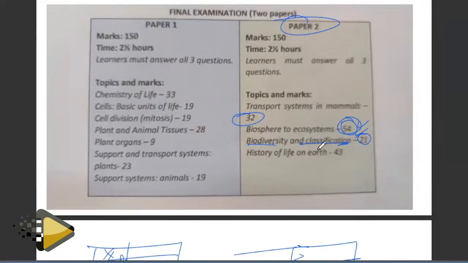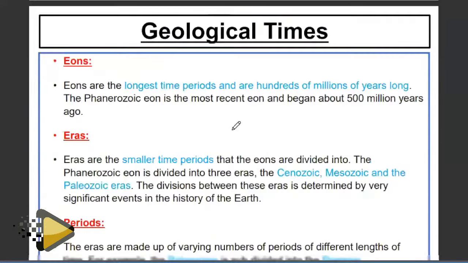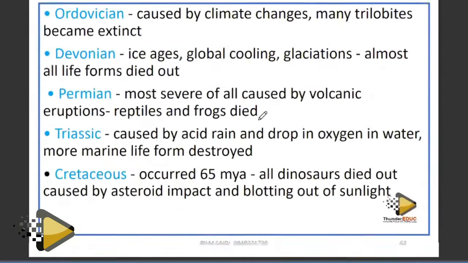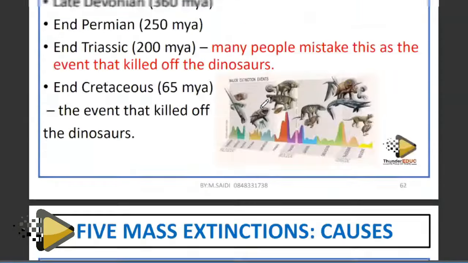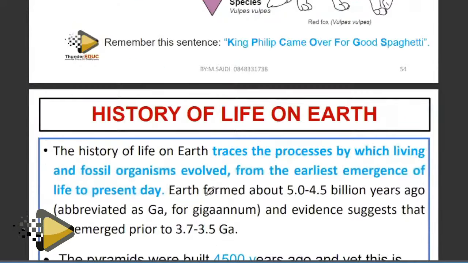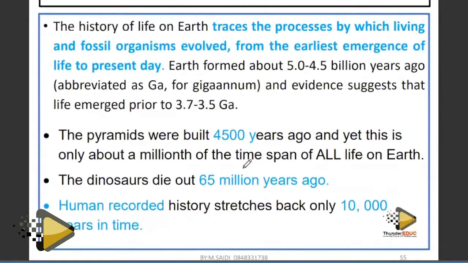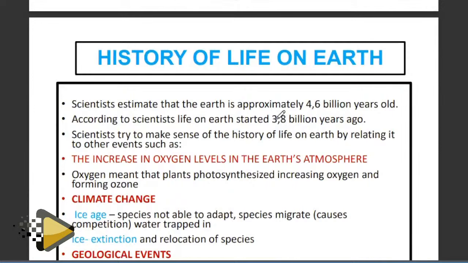Then we go to the history of life. 43 marks. Where are these marks coming from, this simple small thing? Where are we going to get these marks from? Okay, let me show you. It's just 13 slides. Basically, those are 2, 3 pages. So it means that you can master it, and you can get all the 42, 43 marks. So let's start.